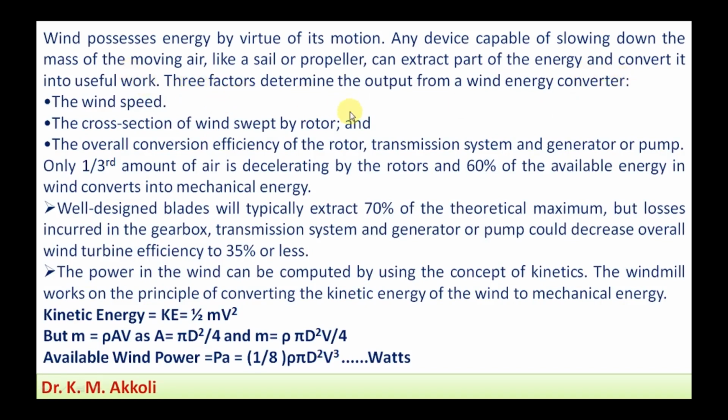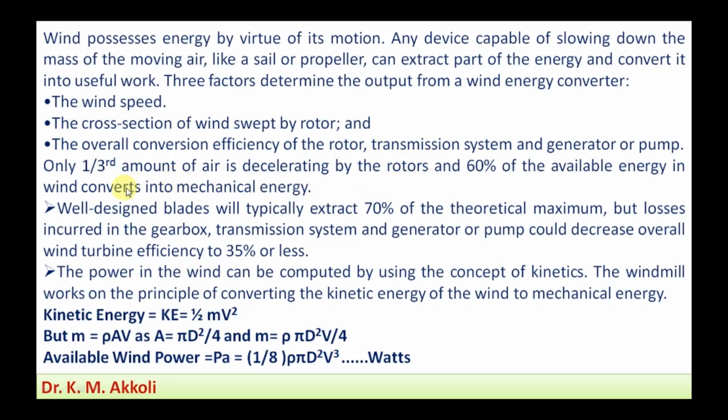There are three factors that determine the output from the wind energy converter. The first one is the wind speed, which is very important. The second one is the cross-sectional area of wind swept by the rotor, the cross-sectional area of the windmill which is coming across the wind. The third one is the overall conversion efficiency of the rotor, transmission system and generator or pump, the overall conversion efficiency of the mechanical systems.